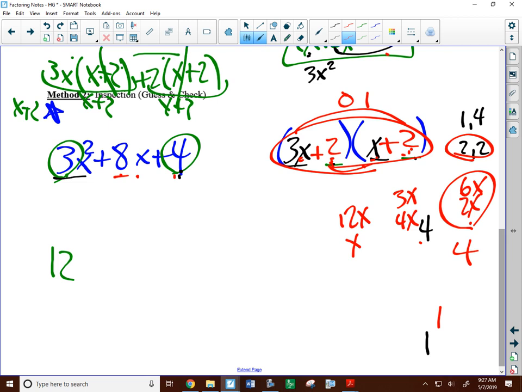So how did you get 3x? This one? That's when I flipped 1 and 4 around. I think I had 4 here and 1 here. And so the O was 3 times 1, 3x, and 4 times x, 4x. That's 7x.